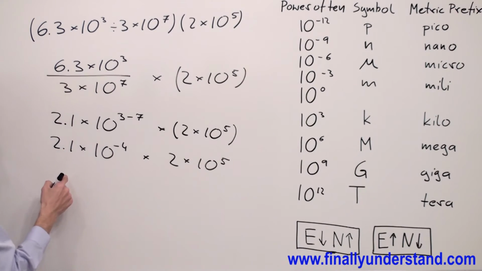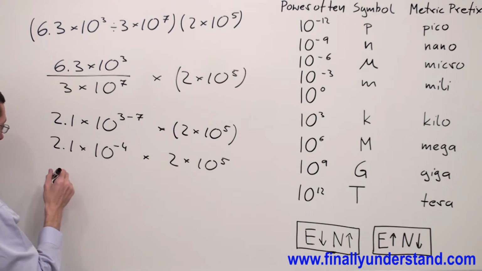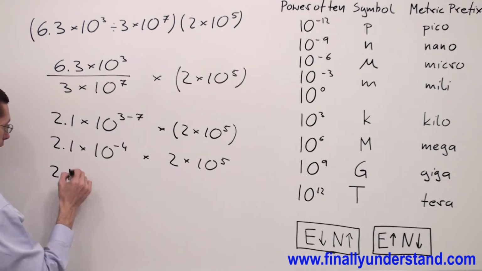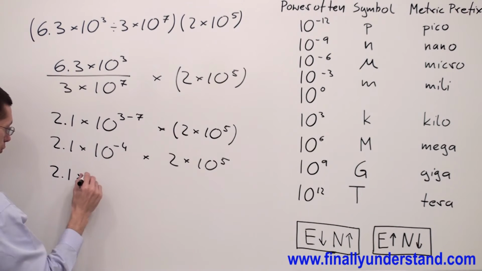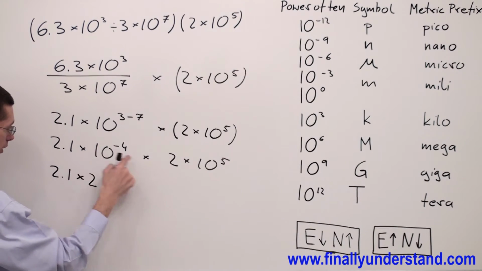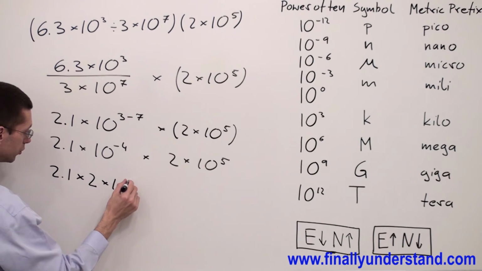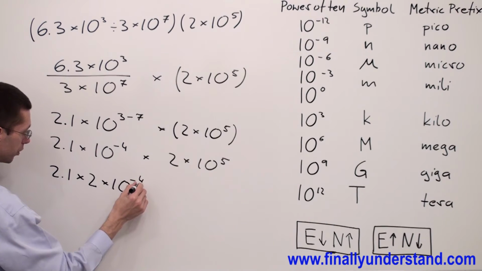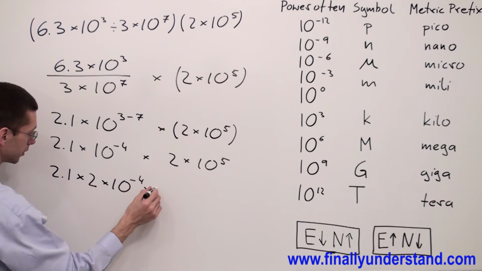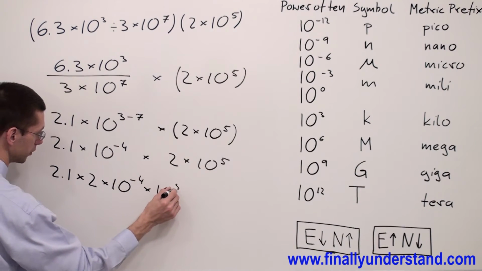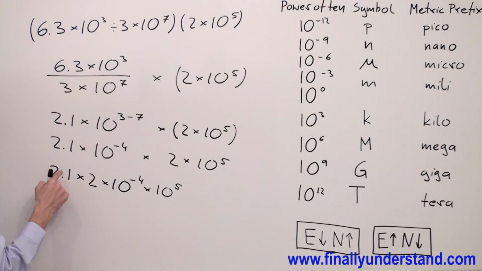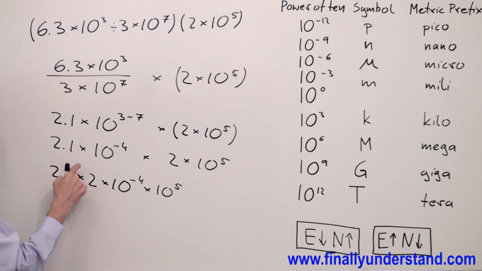Now I have multiplication. I'm going to rewrite this product as 2.1 times 2 times 10 to the negative 4 times 10 to the fifth. I can do that because I have multiplication over here and over here. One more time, I can rewrite this problem like this because all these values are joined together by the multiplication.